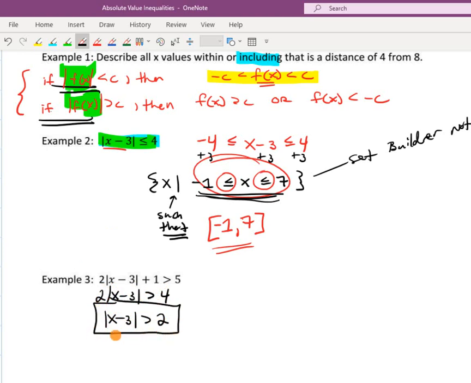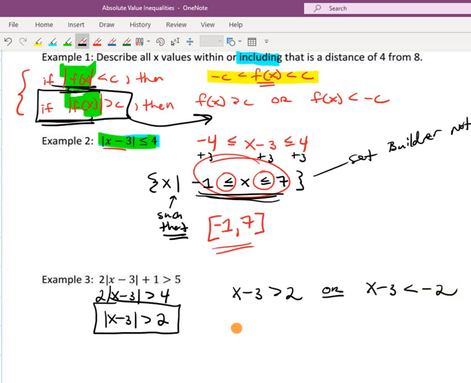Now that matches that hypothesis. So if it matches that hypothesis, then for our particular problem, we can make this conclusion. So I can say my expression x minus 3 is going to be bigger than 2, or x minus 3 is less than negative 2. Add 3 to both sides here, so x is bigger than 5. Add 3 here, x is less than 1.